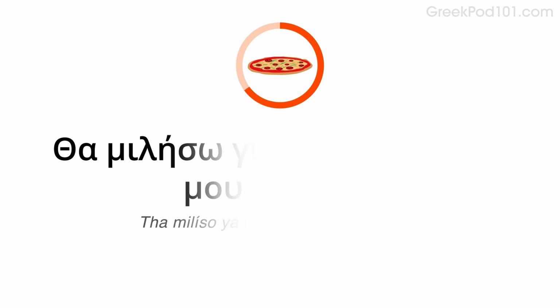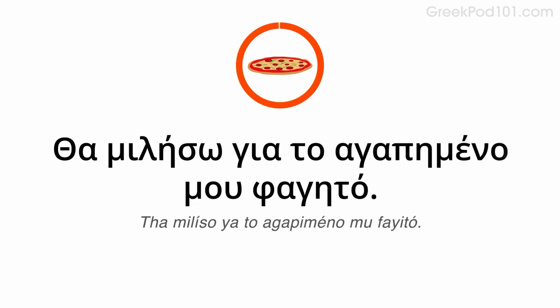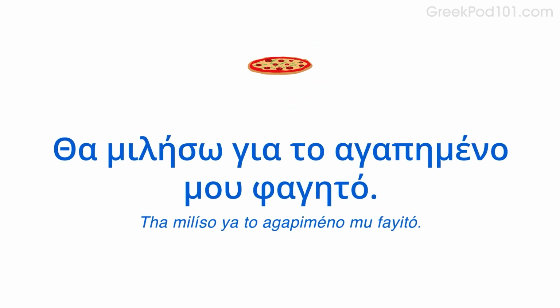Say, I'm going to talk about my favorite food. Θα μιλήσω για το αγαπημένο μου φαγητό. Now, answer the question saying you're going to talk about your favorite food. Για ποιο πράγμα θα μιλήσεις? Θα μιλήσω για το αγαπημένο μου φαγητό.